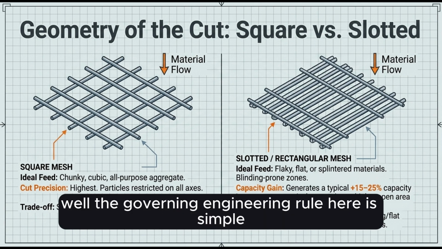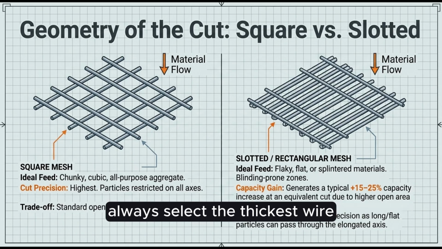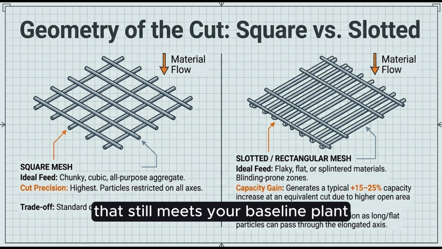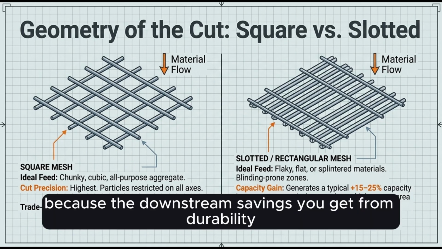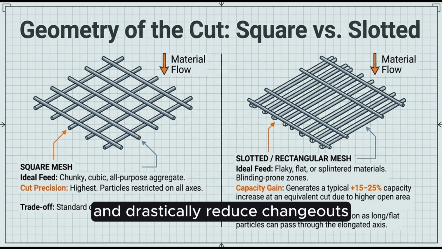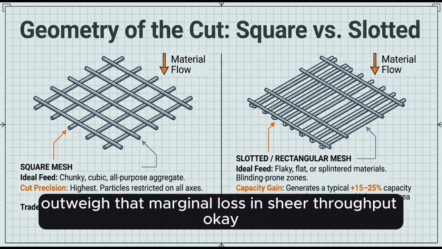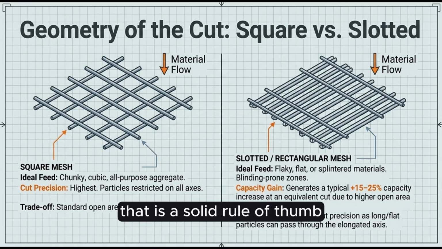Well, the governing engineering rule here is simple. Always select the thickest wire that still meets your baseline plant TPH targets. Really? You sacrifice the throughput? Yes, because the downstream savings you get from durability and drastically reduced changeouts almost always outweigh that marginal loss in sheer throughput. Okay, that is a solid rule of thumb.